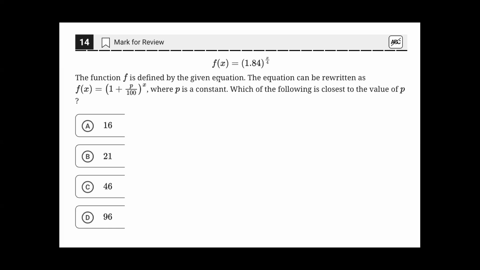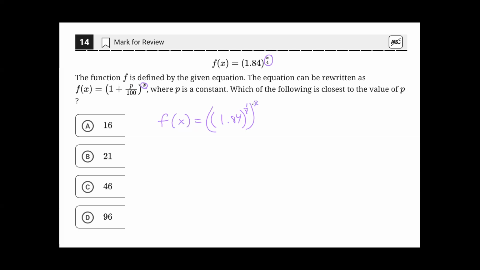One way to solve this problem is to rewrite the given function in a form that will help us get to the answer. Since f of x can be written in this form that's raised to the x power, and right now the function is written in an x over 4 power, let's rewrite this function so that it is raised to the x power. One way you can rewrite that is to write this as f of x equals 1.84 to the 1/4 power, and then all of that raised to the x power.